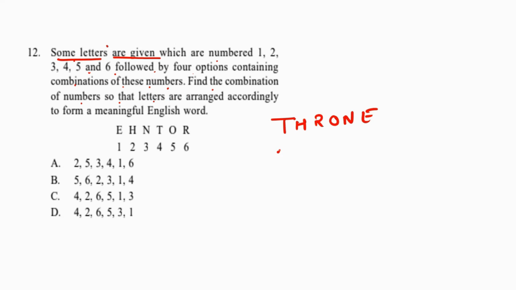T is the fourth one, H is number 2, R is coded as 6, O is coded as 5, N is coded as 3, and E is coded as 1. So 4, 2, 6, 5, 3, 1. Option D is our answer.